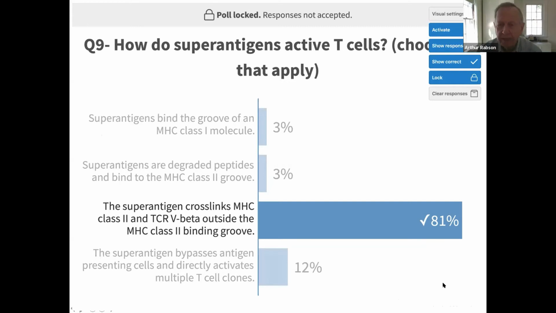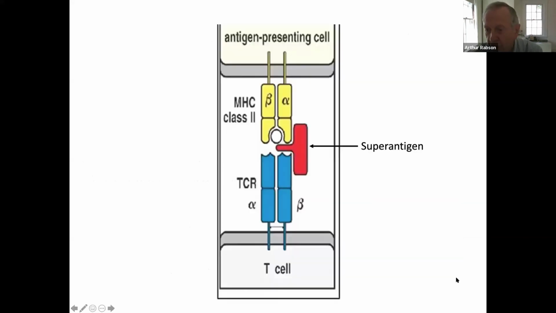binding site. Okay, it's outside. So the first question, they do not bind the groove. The second one, they are degraded peptides and bind to the groove. That's incorrect. And the last one, the superantigen bypasses antigen-presenting cells and directly activates multiple T cell clones is also not correct. The correct answer is it needs both antigen-presenting cells and T cells, but binds to the outside of the groove. Very unusual thing to happen.